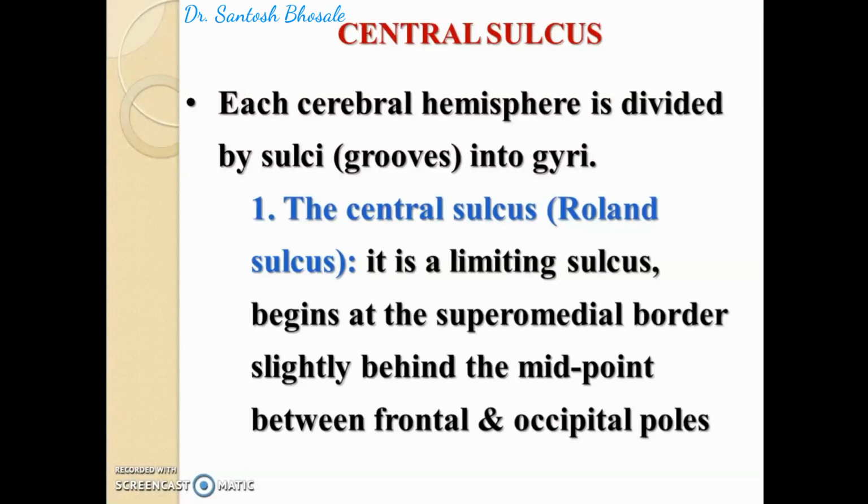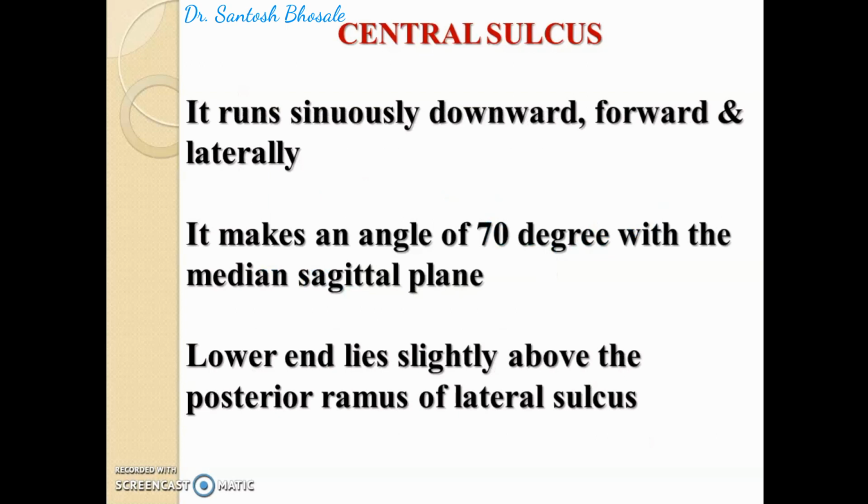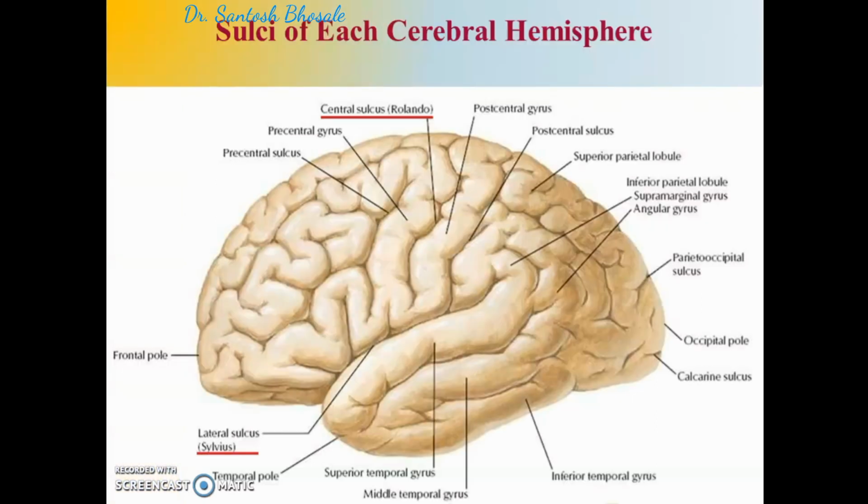So first we will see the central sulcus. It is a limiting sulcus, begins at the supromedial border, slightly behind the midpoint between frontal and occipital poles. It cuts the medial border, and it has the following features. It runs sinuously downwards, forwards, and laterally, makes an angle of 70 degrees with the median sagittal plane. Lower end lies slightly above the posterior ramus of lateral sulcus. Here you can see the arrow is showing that is central sulcus.